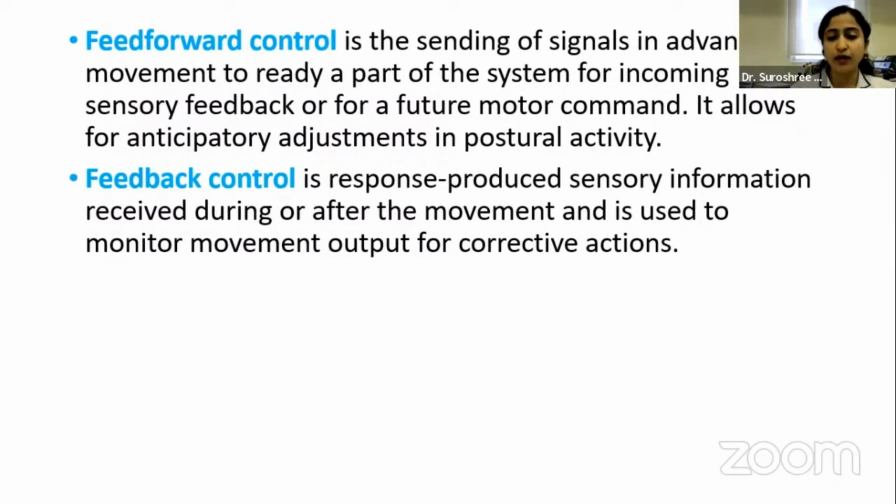Feedback is something that you get after doing a particular movement. Feedback is a response-produced sensory information received during or after the movement and is used to monitor motor output for corrective actions. Example, if I am walking and I get some perturbation, I'll try to balance myself after the perturbation is received. If my balance is being hampered, I'll try to change my muscle recruitment accordingly, and I'll try to get a good movement output.